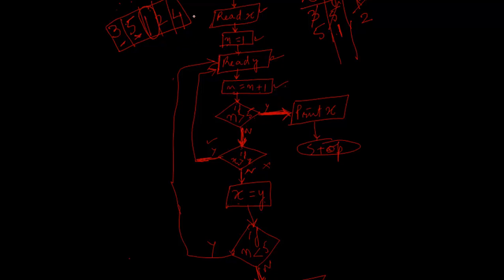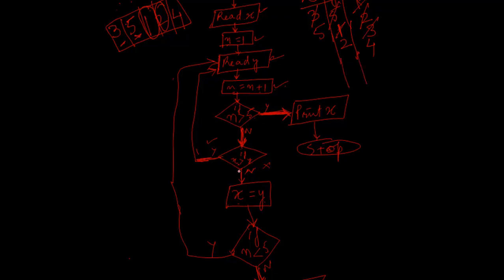n is equal to n plus 1. n will become 3. If n is greater than 5, no, 3 is less than 5. So it will go, if x is greater than y, x is greater than y. So it will not go to this no part, it will go to yes part now. It will go here, read y. It will read y, this 2. Now y will be this 2. And n is equal to n plus 1, n will become 4. If n is greater than 5, no.